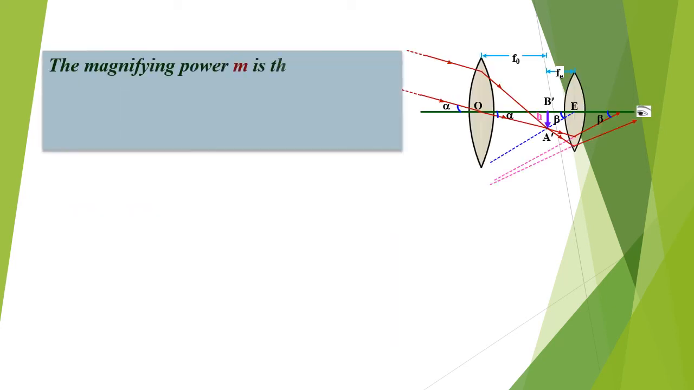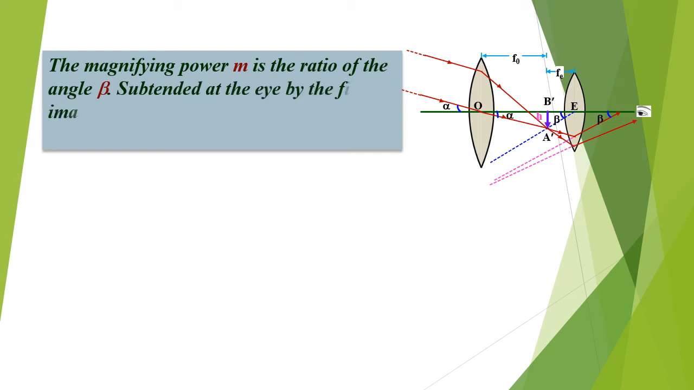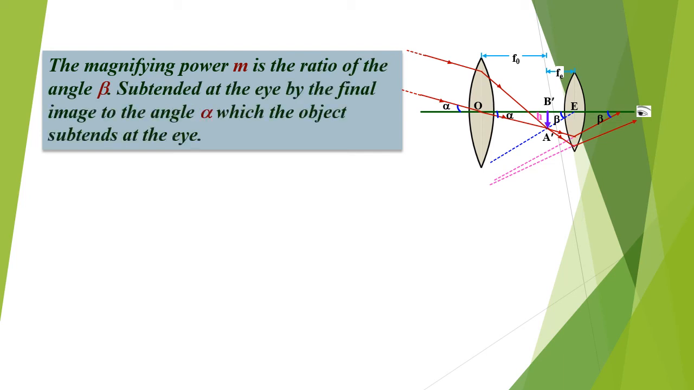The magnification power M is the ratio of the angle beta subtended at the eye by the final image to the angle alpha which the object subtends at the eye. So magnification M is equal to beta divided by alpha, where beta is the angle subtended at the eye by the final image and alpha is the angle subtended by the object at the eye.